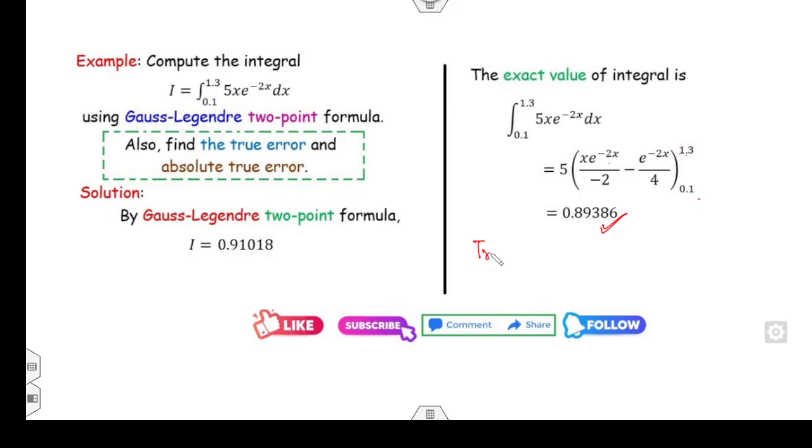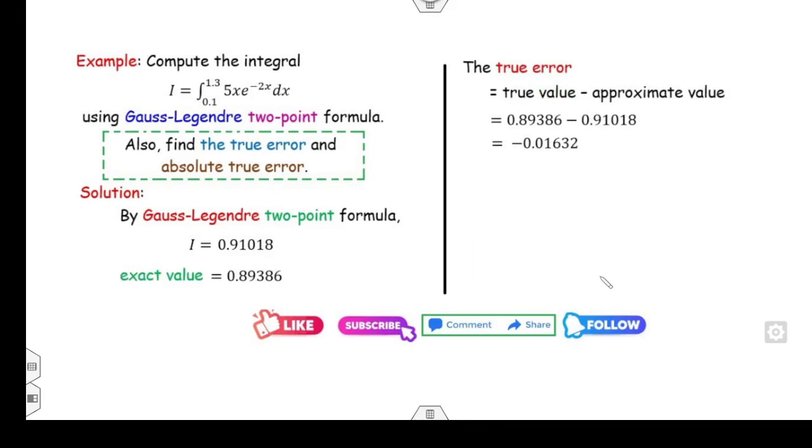Now, can you get the true error? So true error will be the exact answer minus the approximate answer, 0.91018. So if you substitute them, your answer will be minus 0.1632. Can you find the relative error?